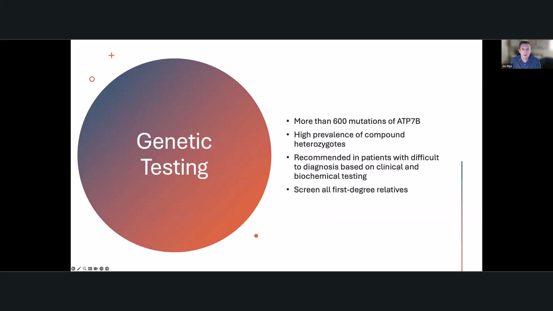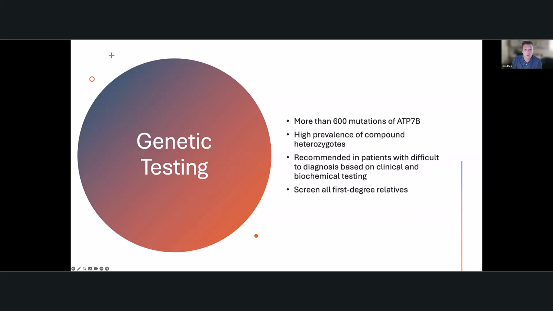So genetic testing, a lot of times these are more difficult cases where we're having trouble making the diagnosis, where we have some labs that are indeterminate and not convincing, and I'll show you an algorithm in a second. But again, there are more than 600 mutations of the gene, of the protein, and so there's a high prevalence of compound heterozygotes.